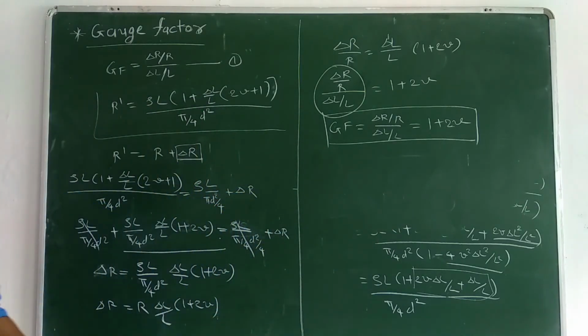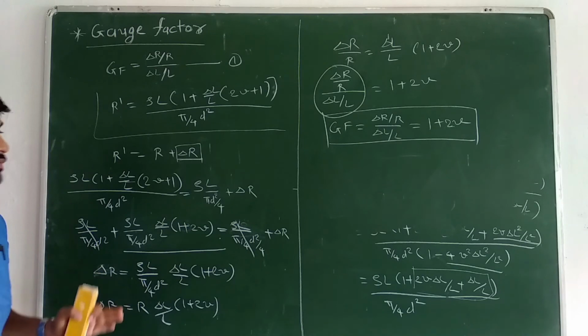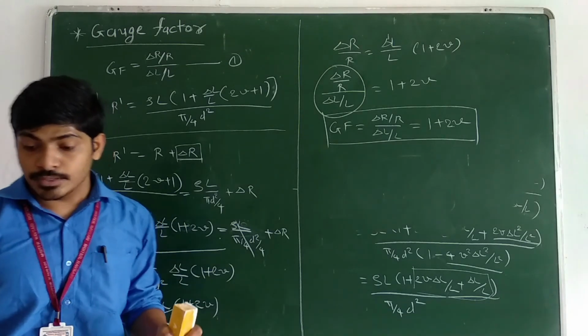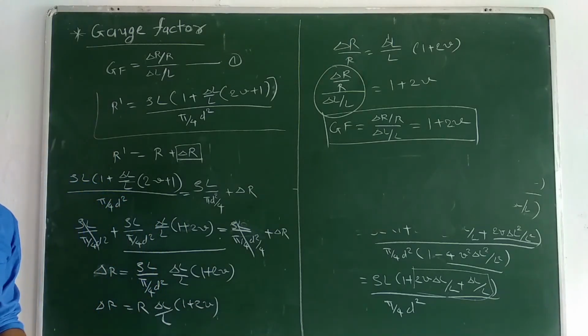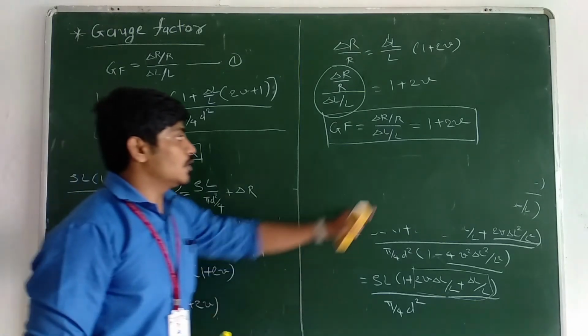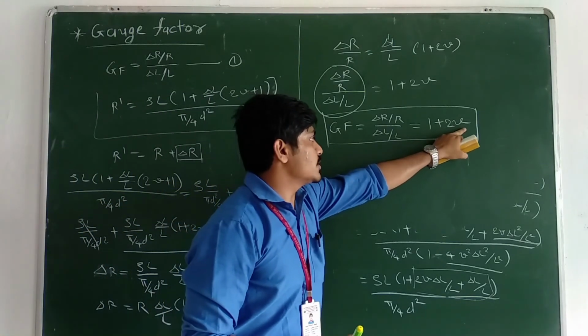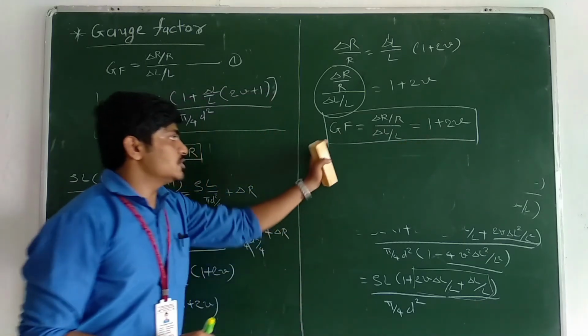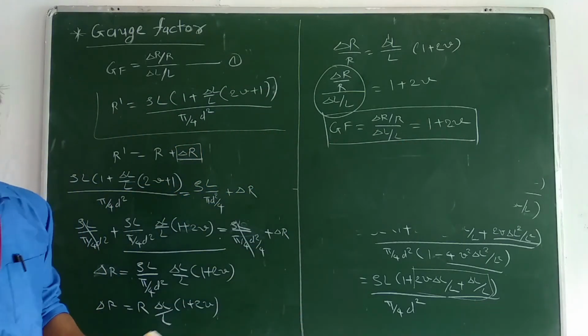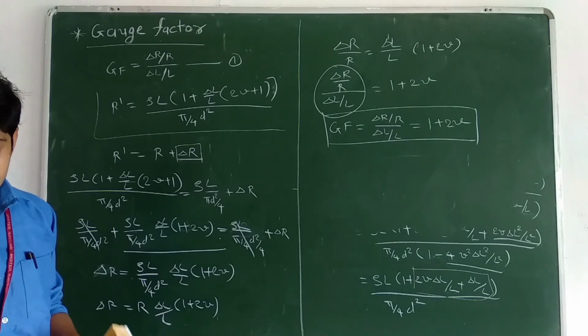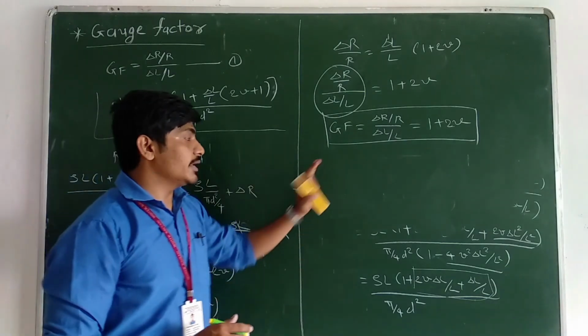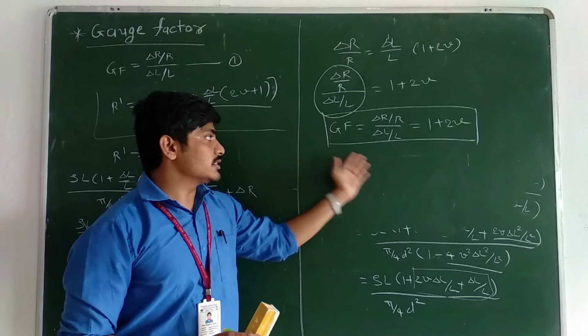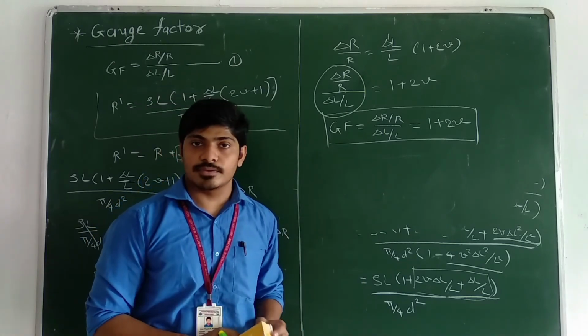Poisson's ratio for metal lies between 0.25 to 0.35, because Poisson's ratio is multiplied by 2 and added to 1, the gauge factor is going to range between 1.5 to 1.7. Strain gauges have a very high sensitivity, so the gauge factor gives us a very accurate result. Thank you.